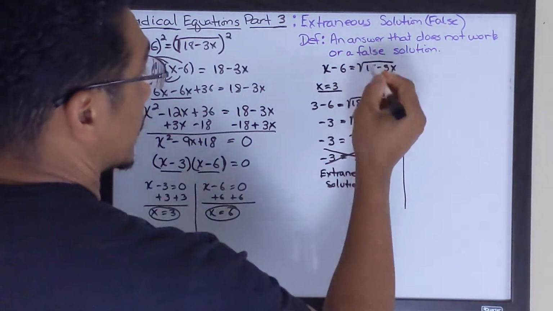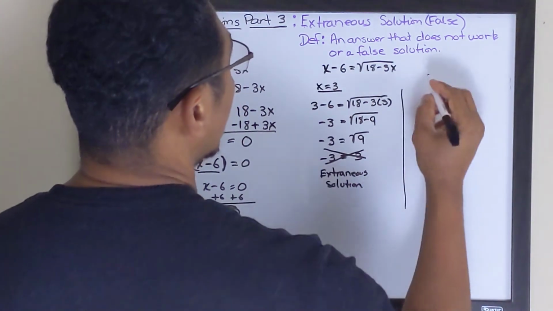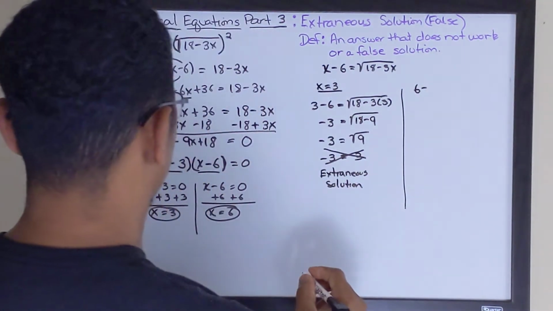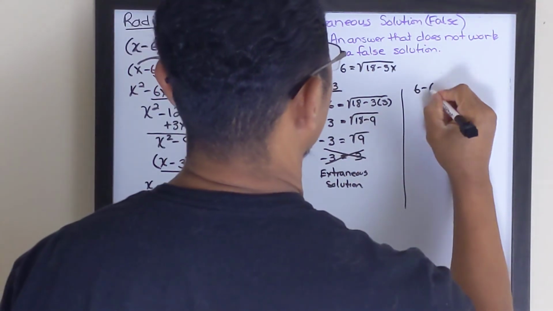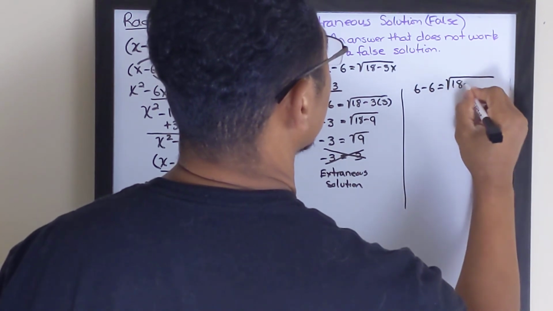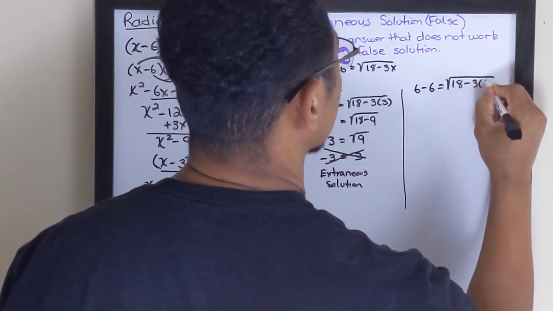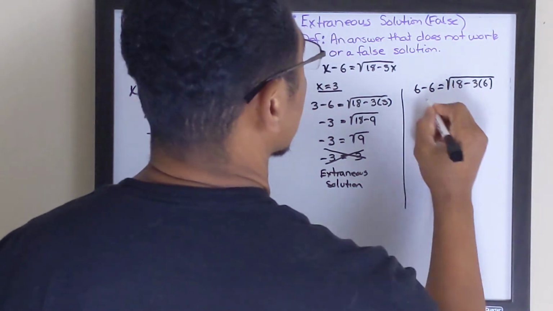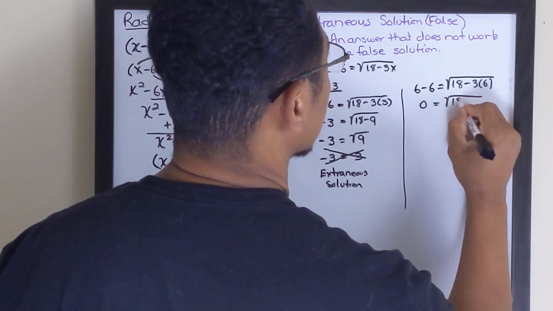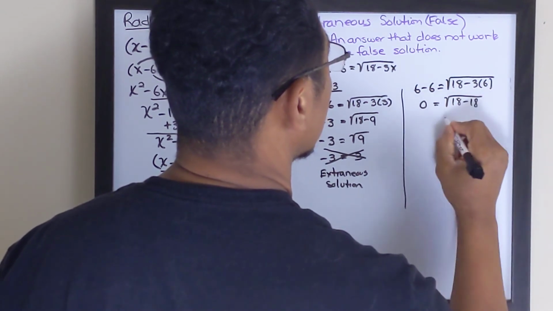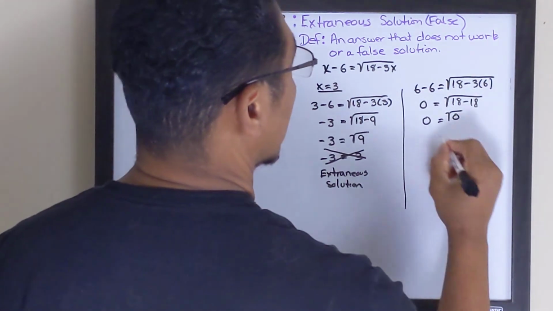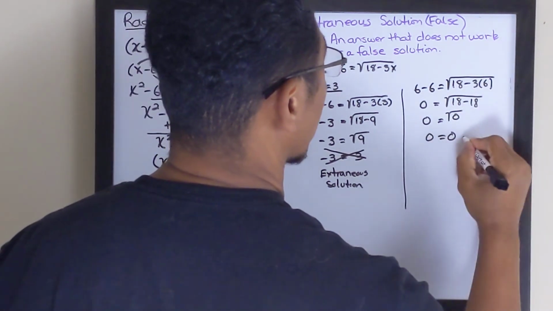But let's go ahead and run that through our equation. All right. So that's going to be 6 minus 6 equals the square root of 18 minus 3 times 6. So this side becomes 0, and on this side we get the square root of 18 minus 18, and once again this is still a 0. The square root of 0. 0 is equal to 0, which is true.